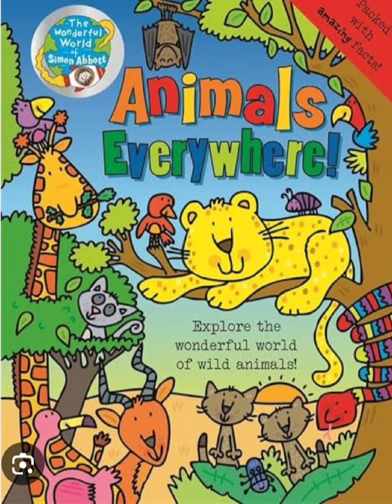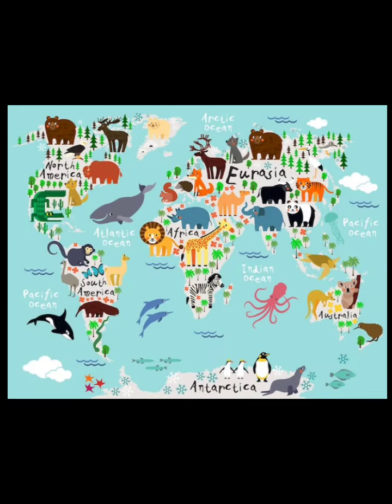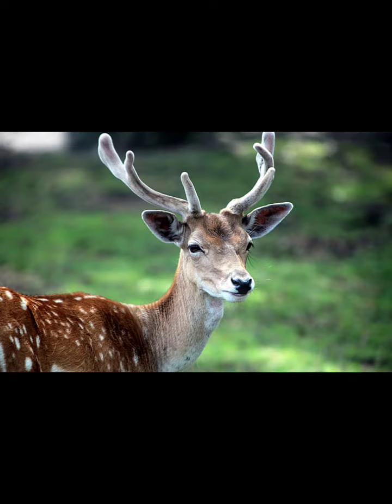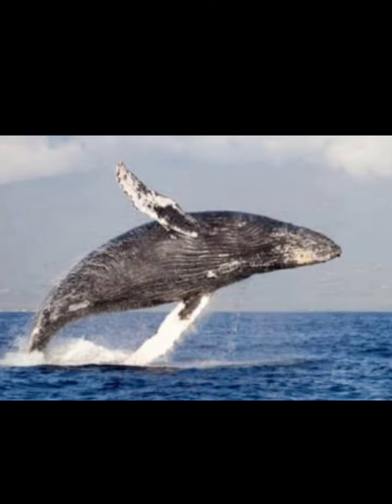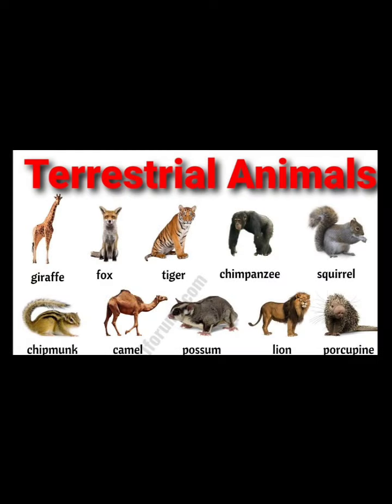Hello everyone. Today we will discuss chapter number 6, Animals Everywhere. As we know, animals live everywhere on earth. They are found in deserts, forests, grasslands, mountains, rivers and oceans. On the basis of where they live, animals are categorized into two groups, that is terrestrial animals and aquatic animals.